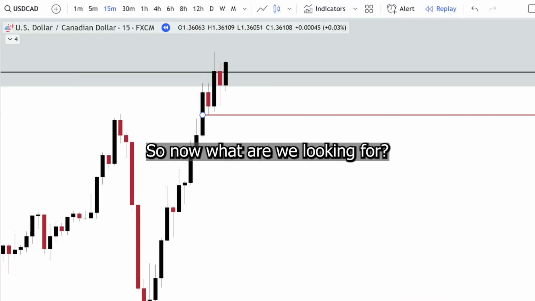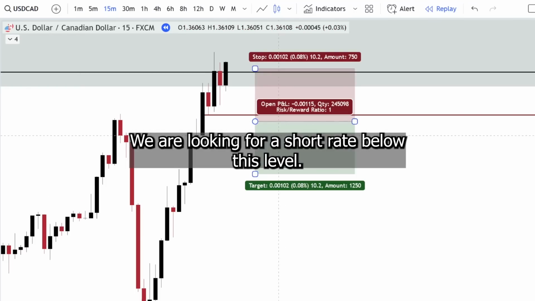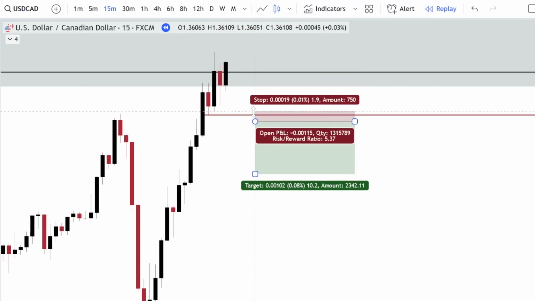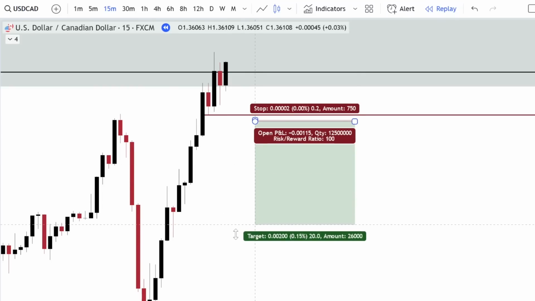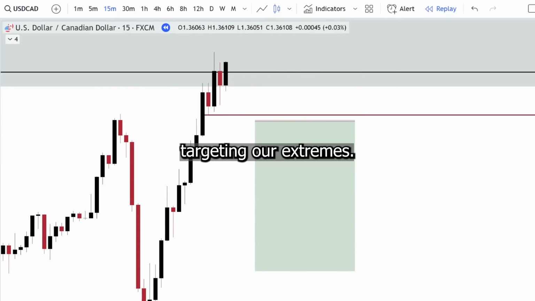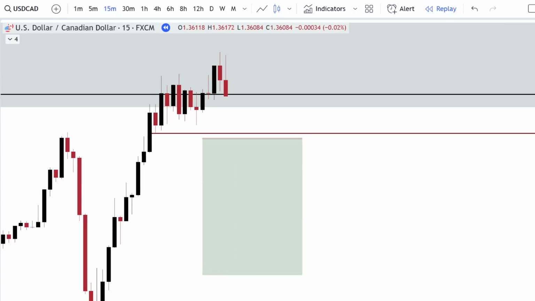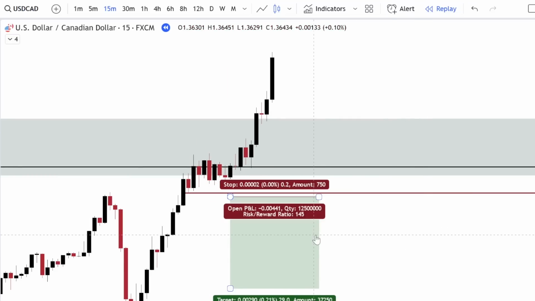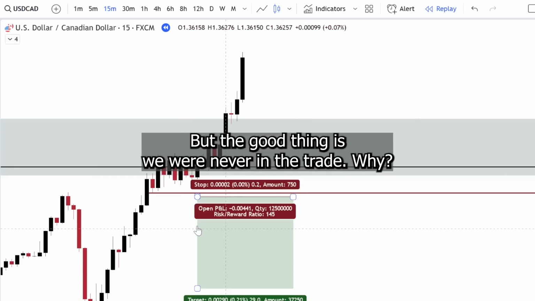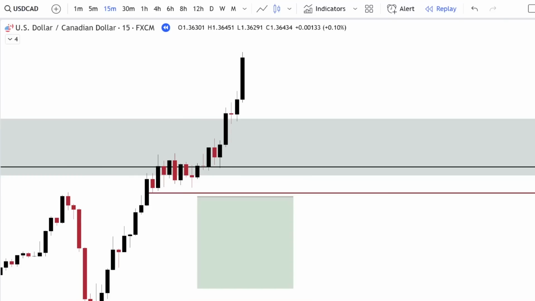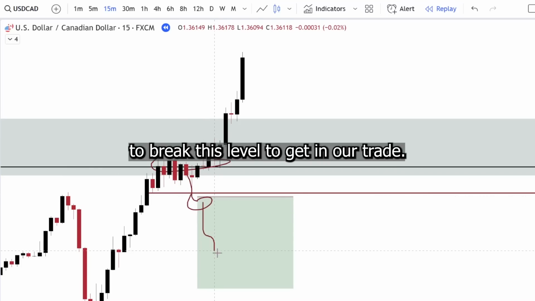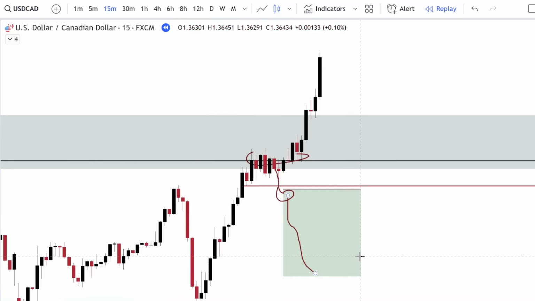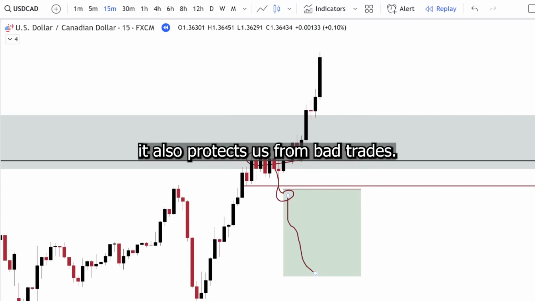So now what are we looking for? We are looking for a short right below this level, of course targeting our extremes. And as you can see, your fair value gap failed. But the good thing is we were never in the trade. Why? Because we did not get that extra volume push from this level to break this level to get in our trade. So not only do the confirmations help us get into good trades, they also protect us from bad trades.